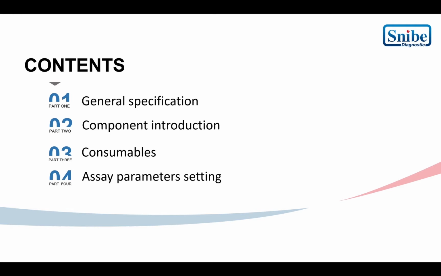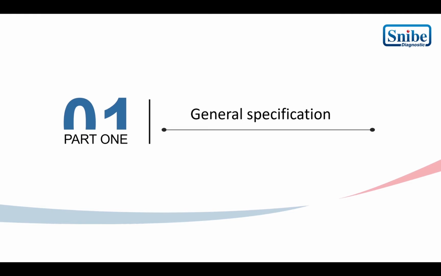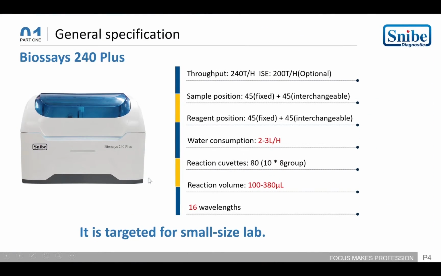Now we go to part 1, the general specification. For the general specification, we will learn the machine together. As you can see, the picture shows us the 240 Plus. The throughput is up to 240 tests per hour. It can work together with the ISE module, but the ISE module is optional. With it, throughput is up to 200 tests per hour.